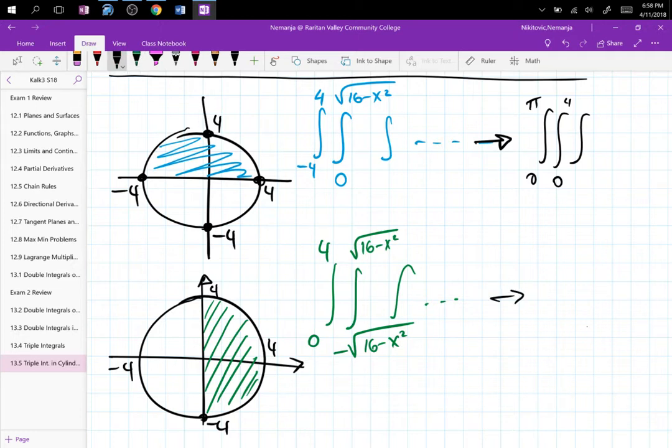Converts into, we have a triple integral here. Again, 0 to 4. Radius doesn't change. Radius is always 0 to 4. It's a circle, okay? Now, what do I put for my limits on theta? Negative pi over 2 to positive pi over 2? Very good. You guys are awesome.